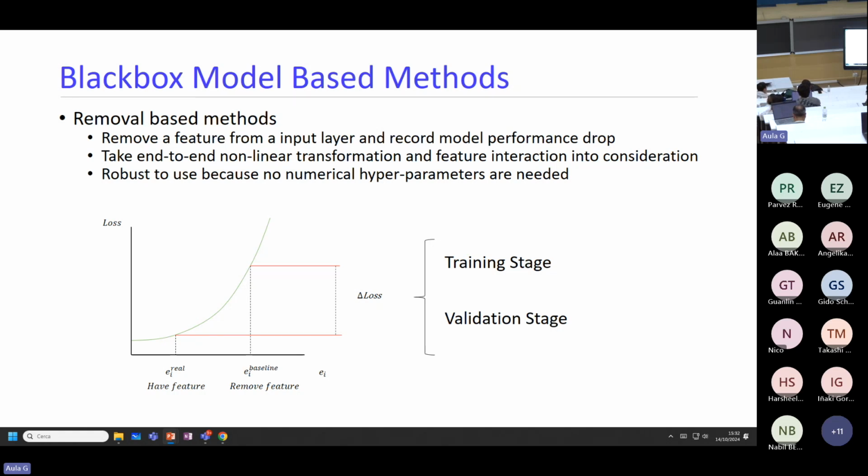This method takes the end-to-end nonlinear transformation into consideration, and it also considers all feature interactions, because what you are comparing is having the feature and not having the feature. It is robust to use because no numerical hyperparameters are needed in this setting. And we can do the removal-based method in both the training stage and the validation stage.